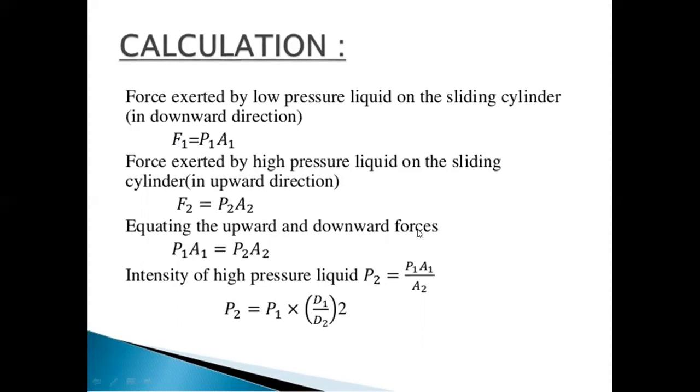Equating the upward and downward force, we get P1 A1 is equal to P2 A2. The intensity of pressure of the liquid P2 will be what? P1 into A1 over A2. If we write it in terms of diameter, then P2 is equal to P1 into D1 over D2 of whole square.